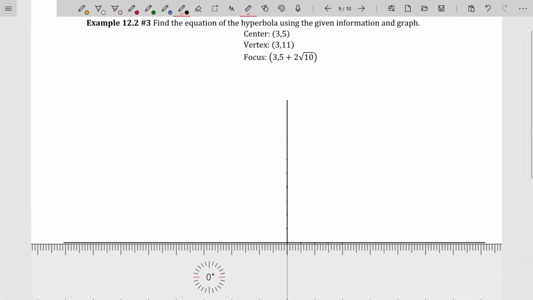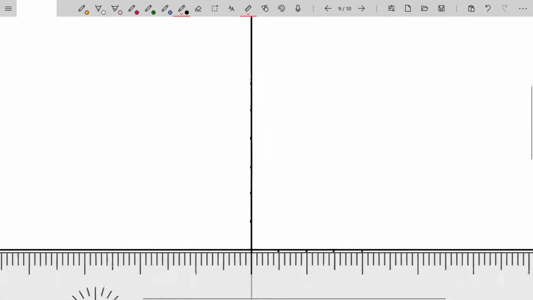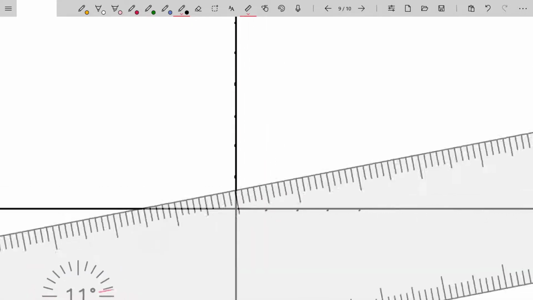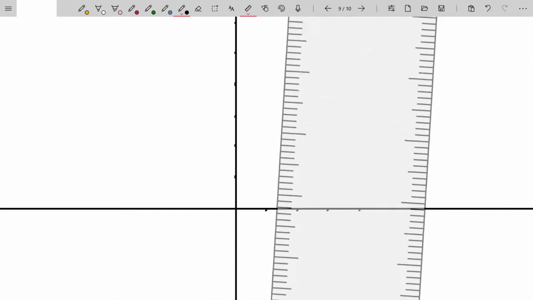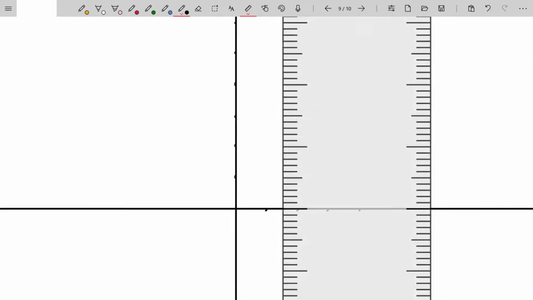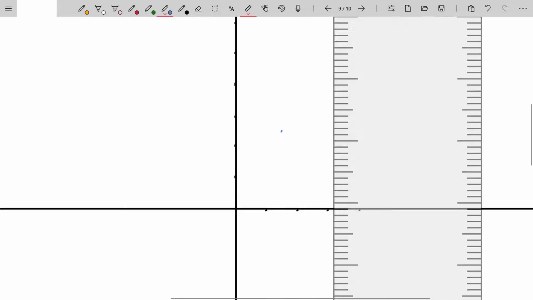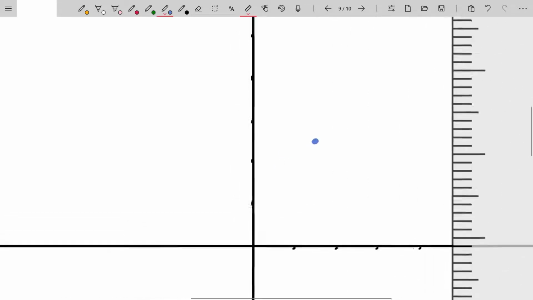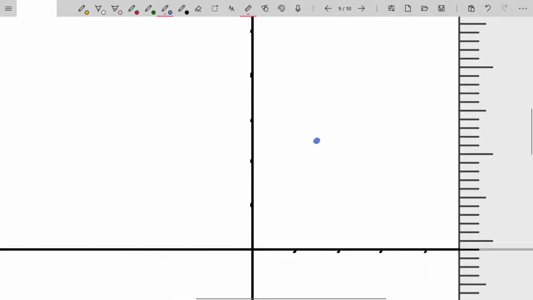So let's go ahead and plot 3, 5. That would be x equals 3, which is exactly between the 2 and the 4, and then up 5 units. So that's 2, 4, 5, right about there. That's our center. Sorry, I mean the center, not the vertex. So that's our center at 3, 5.